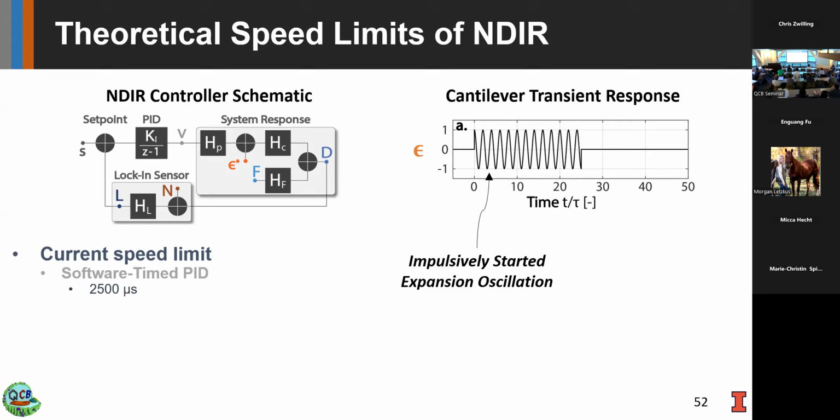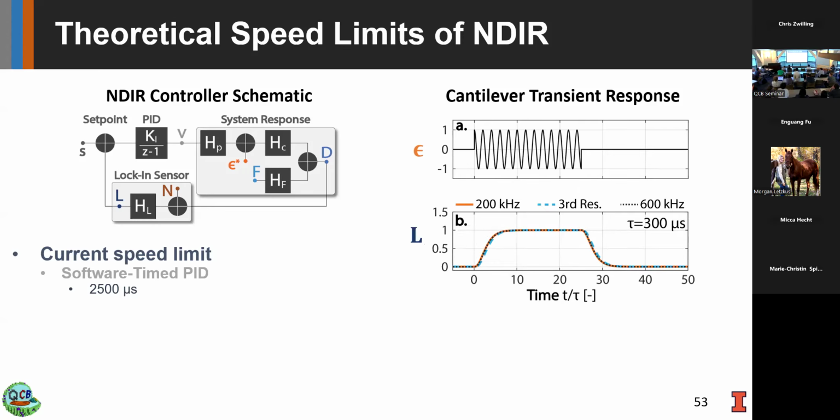The plot on the right shows an impulsively started expansion signal where the time axis is scaled by the time constant of the lock-in. Here we're just initially starting some expansion signal. Using our analytical modeling of the cantilever transfer function and the lock-in detection, we can model this lock-in's response. This plot shows a relatively large lock-in time constant of about 300 microseconds. You can see that no matter what the demodulation frequency is, near a resonant mode or at other frequencies, the signal always responds at whatever the lock-in speed is.